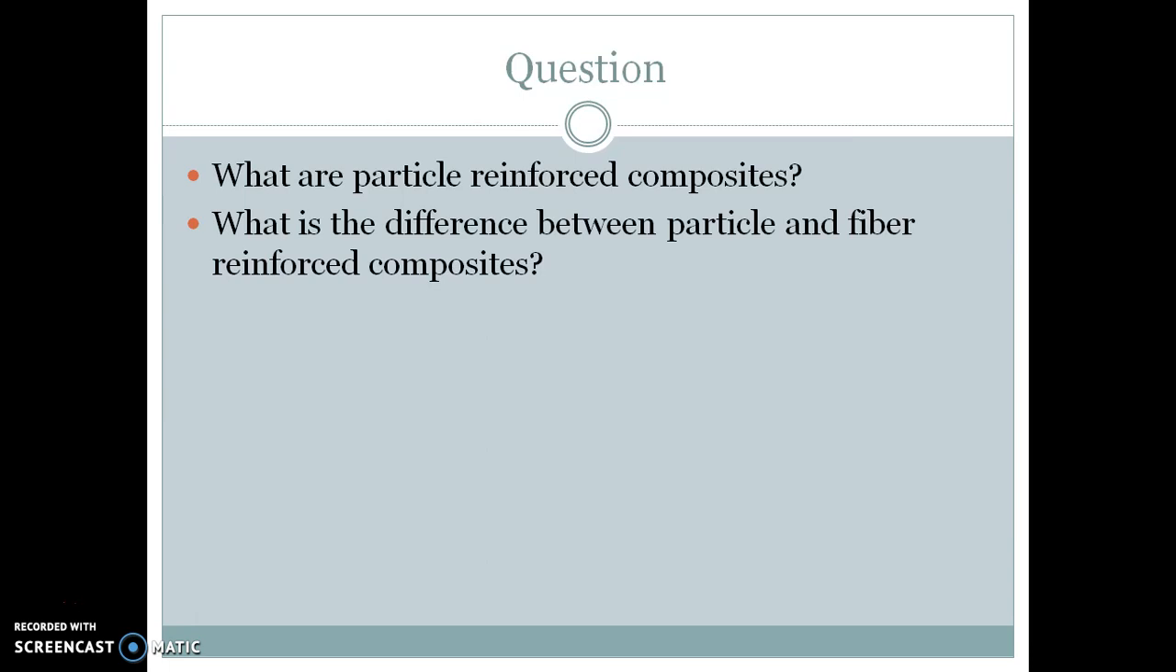Just think once: what are particle reinforced composites, and what is the difference between particle and fiber reinforced composites? Just think once.